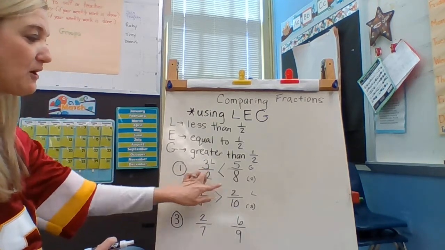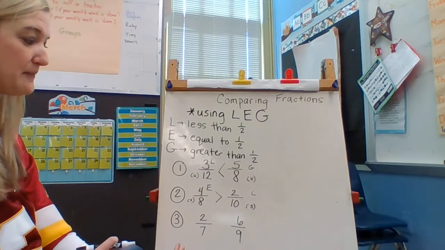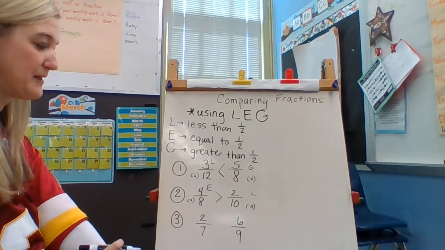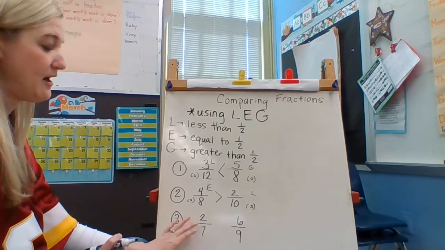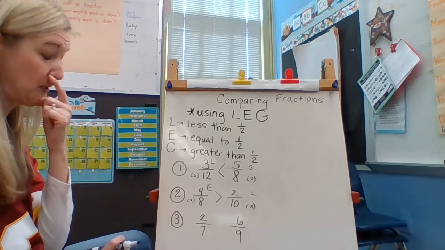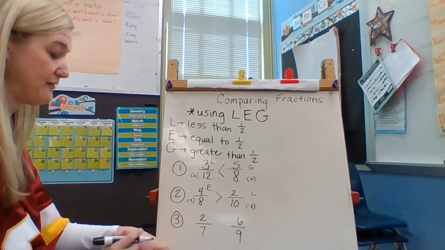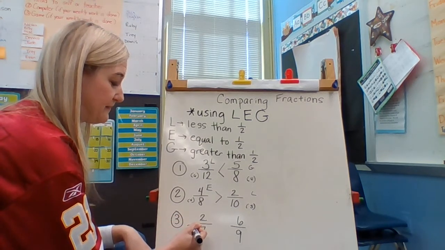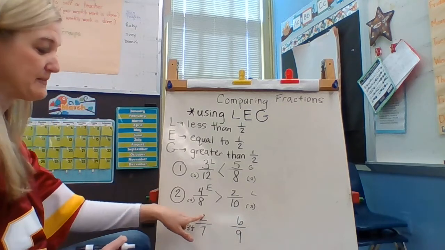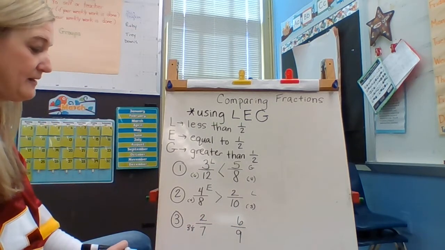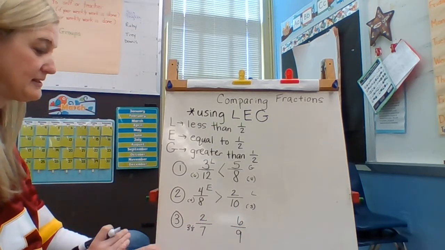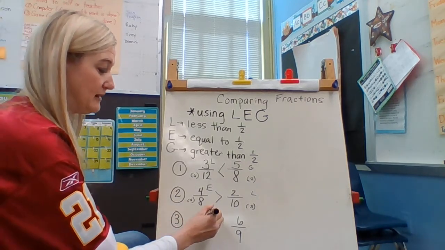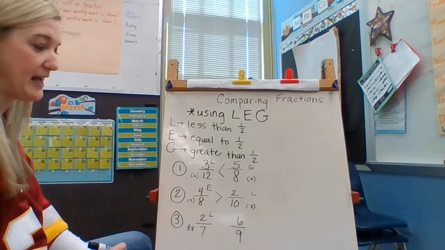Now, these were all even numbers in the denominator, so they're pretty easy to work with. Down here I have odd numbers as my denominator, so I still have to think. For 2/7, I look at my denominator and I still think, what is half of 7? And half of 7 is actually 3.5. So I ask myself, is 2 equal to 3.5, less than 3.5, or greater than 3.5? 2 is actually less than 3.5.